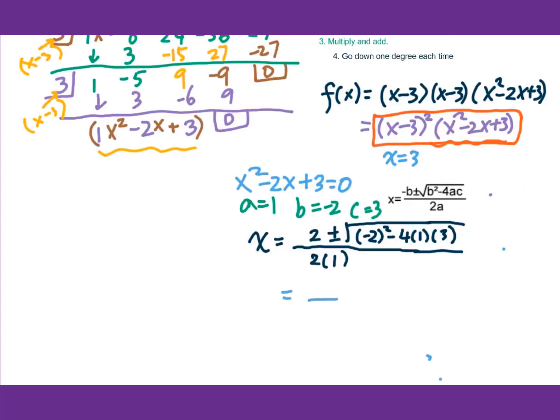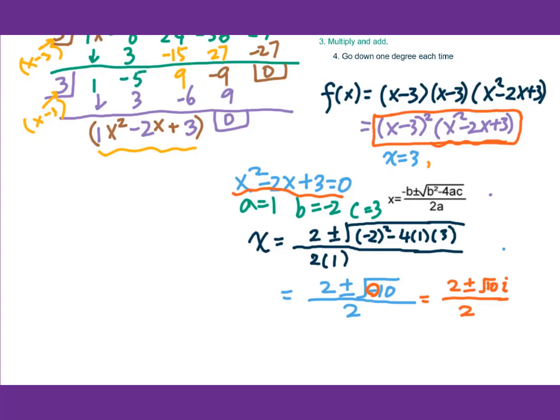So we get denominator 2. 2 plus or minus square root of negative 10. When you have a negative sign in the square root, that will be i. Therefore, we got 2 plus or minus square root of 10i. That's the solution to this quadratic equation.